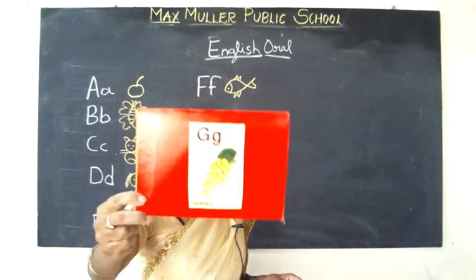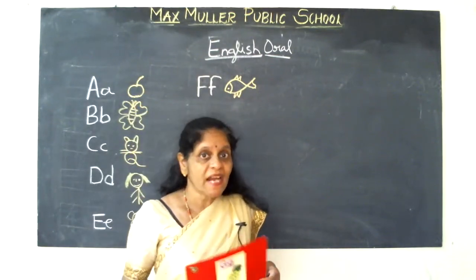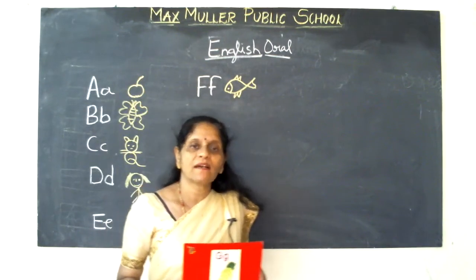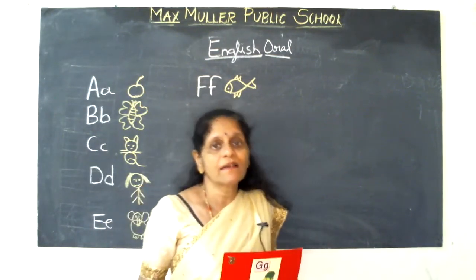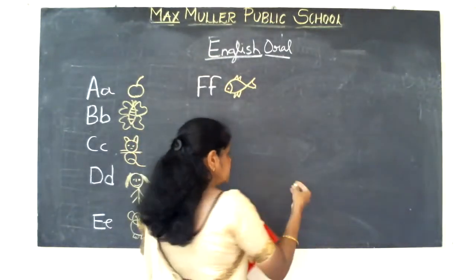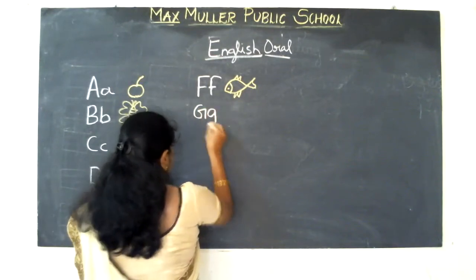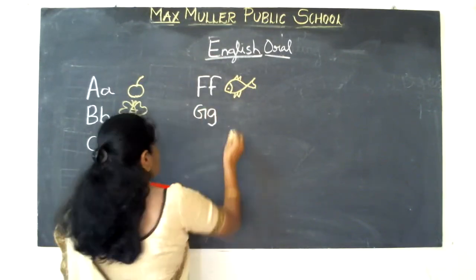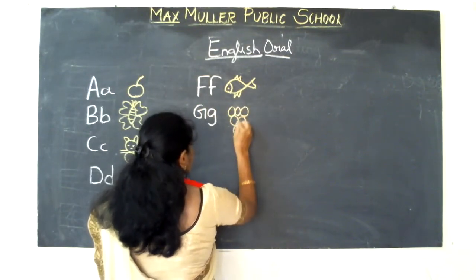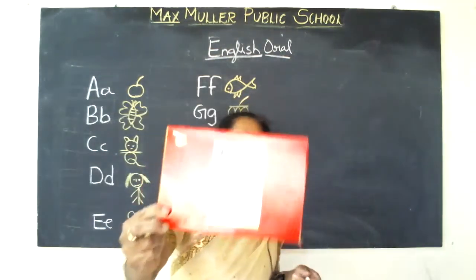Capital G, small g. G for grapes. Your favorite fruit, right? All the children love grapes, right? What is the color of the grapes? Green in color. So capital G, small g. G for grapes.